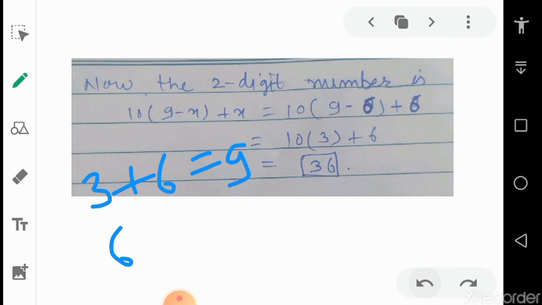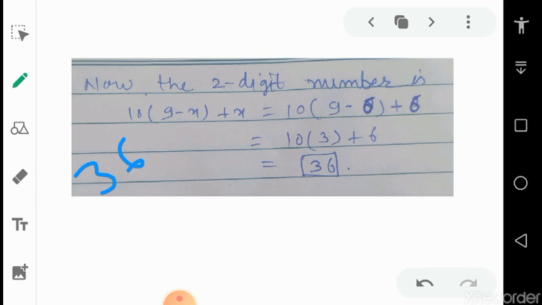So we have to check that the new number is 63. Is 63 27 more than 36? Yes, it is right. 63 is more than 36 by 27. The second condition is also satisfied. Okay, both the conditions are satisfied, and we are sure the answer is correct. Hence the answer is 36. Okay students, you have to practice these questions. These are very very important also.